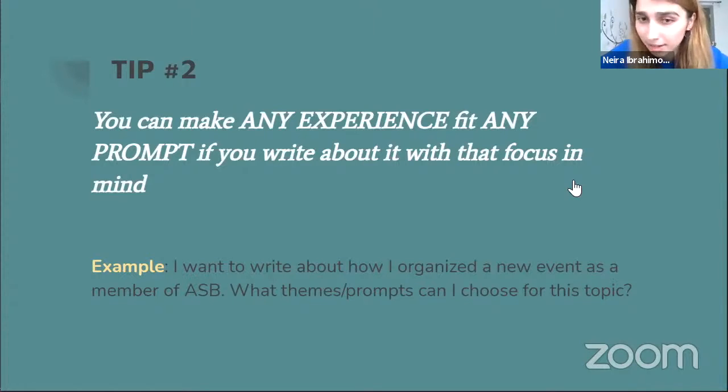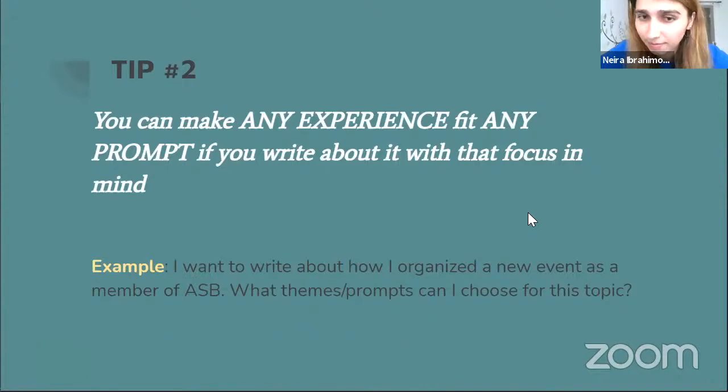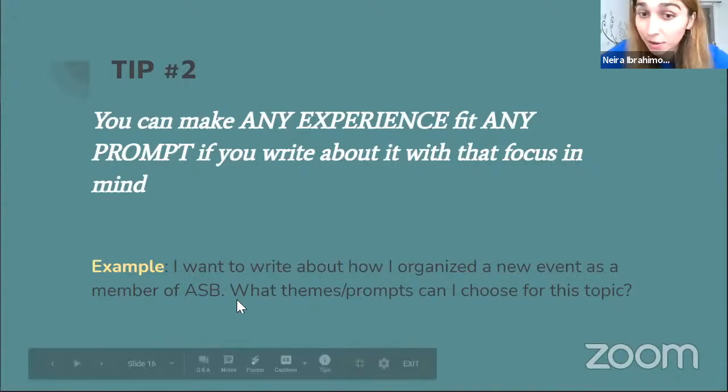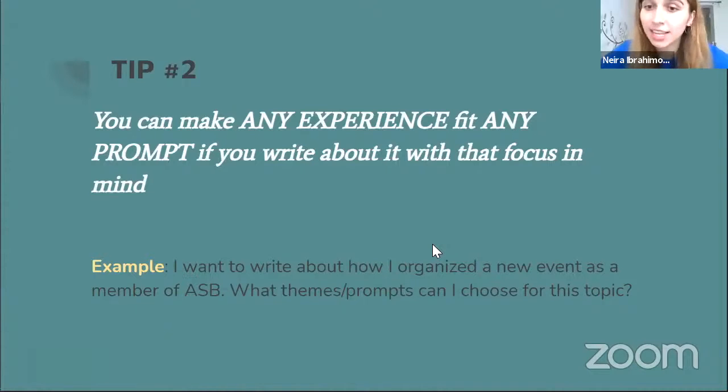Leadership, awesome, Andrew, good. Anything else? Collaboration, beautiful, yeah. Let's do one more. Organize a new event. What are you doing if you're organizing a new event? Initiative, awesome. You can talk about leadership, collaboration, initiative, teamwork, unity, proactiveness, so many different keywords for this one thing.